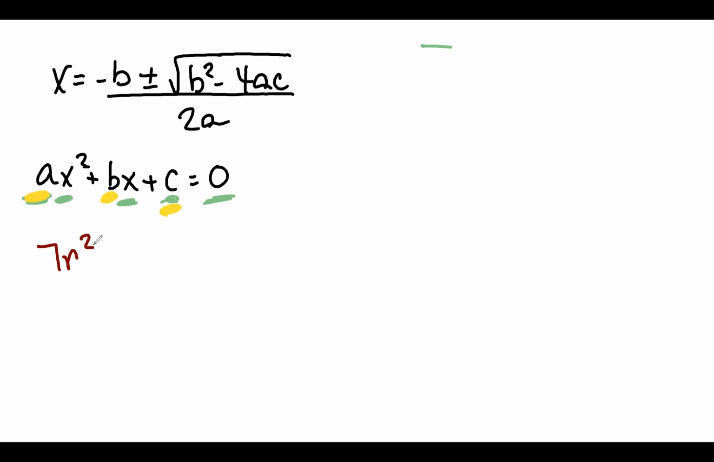7r squared plus 3r minus 2 equals 5r squared. So we want to get it in the general form, which means we need to get a 0 on the right side. So we need to move this 5r squared over to the left. The way we move it is subtracting it from itself. So we subtract it from both sides.